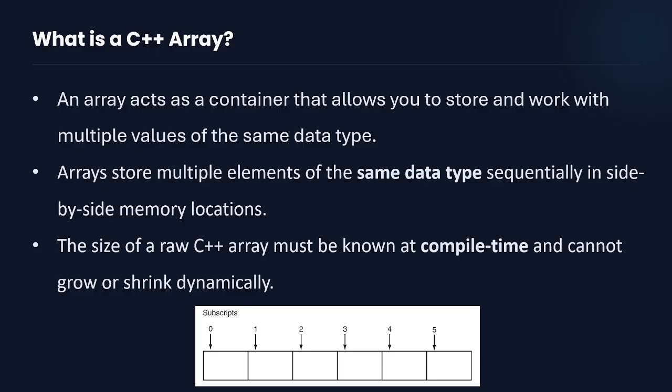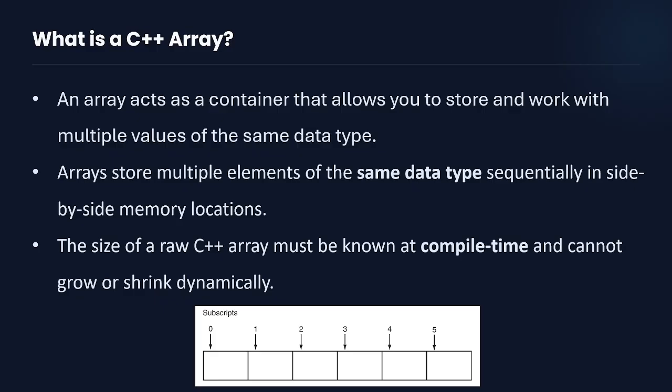Alright, so we have a visual representation of an array down here, this picture right here. This picture is, let's say, an array of size 5. That means it can contain 5 items for this particular array.